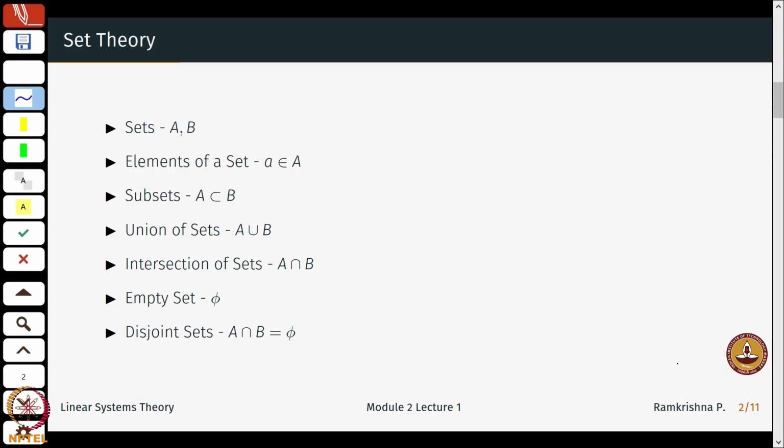Okay, I guess we all know about set theory, right? So how to define elements of sets, how to define subsets, unions, intersections, empty set and disjoint sets. So if you are not familiar, then maybe you can just go back to your earlier maths course in maybe first or second year of engineering. So I'll skip the details of this.